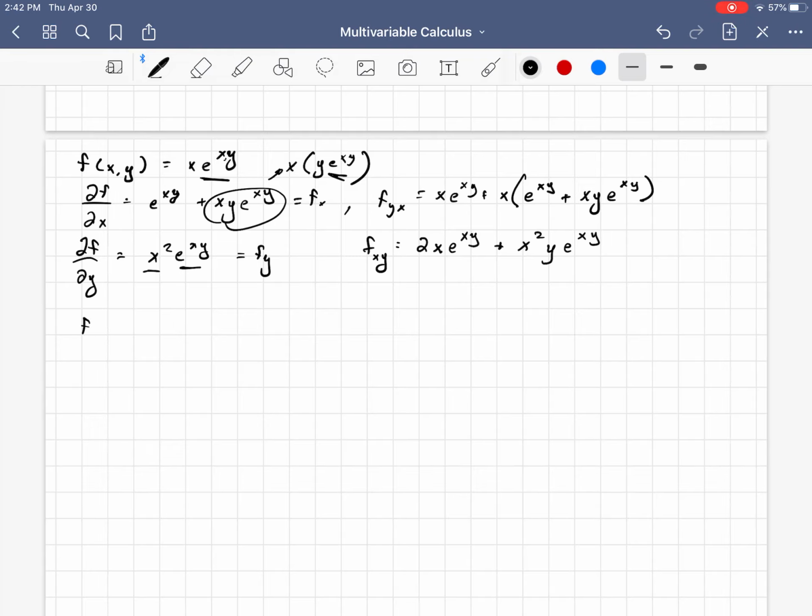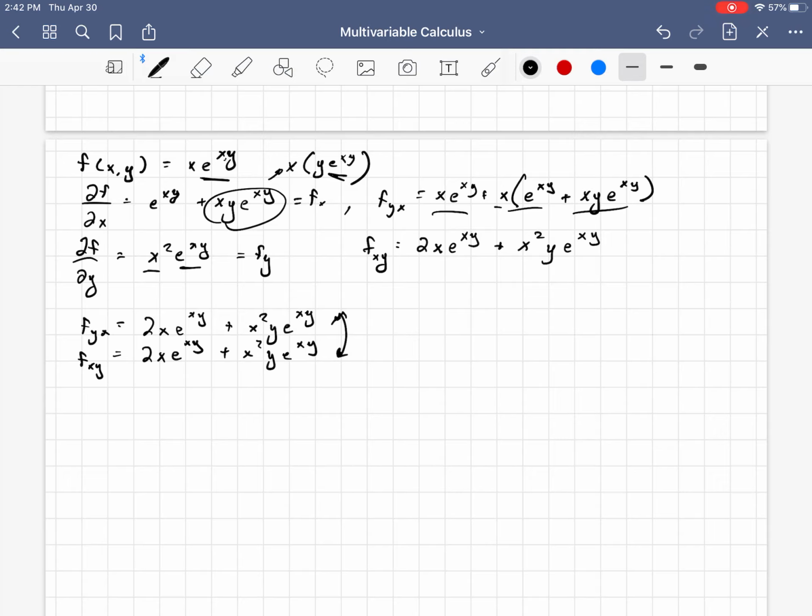And so notice if I simplify f sub yx, I get x e to the xy plus x e to the xy, so 2x e to the xy plus, and now I multiply it through by this x, plus x squared y e to the xy. And if I take f sub xy, I get 2x e to the xy plus x squared y e to the xy. And these two are exactly the same.